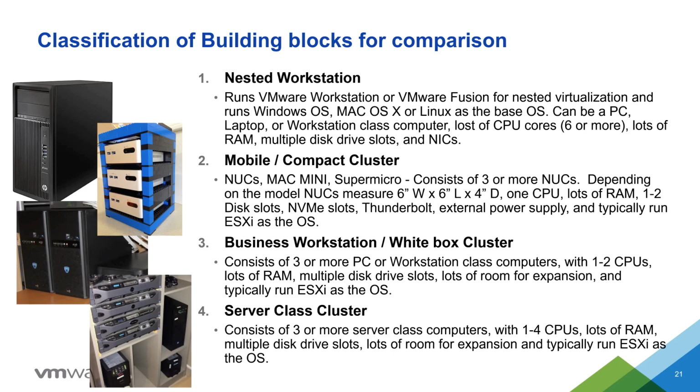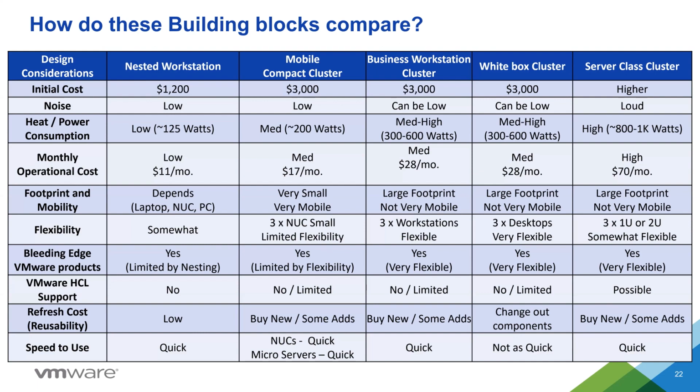Now the question is how do these classifications compare when we look at the design considerations? And that's what this chart is for. This chart gives you a baseline, and it's going to vary, right? This is all about what you want to achieve with your home lab. This is just an idea of how you can compare things.